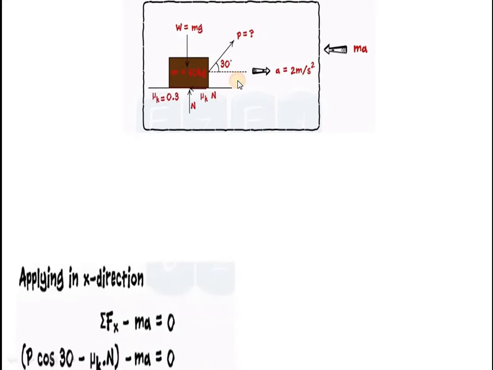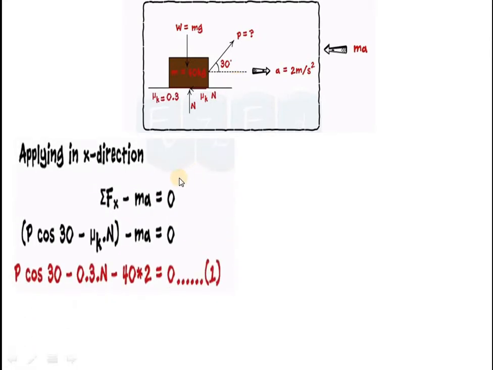So the equation along the x direction you can write like this. The applied force is P. So P's cosine factor is acting along the horizontal direction, and this is the resistance component, 0.3 N, where N is the normal reaction that is equal to mg, and the reverse effective force is mass into acceleration. So we have the D'Alembert's equation for the horizontal component.